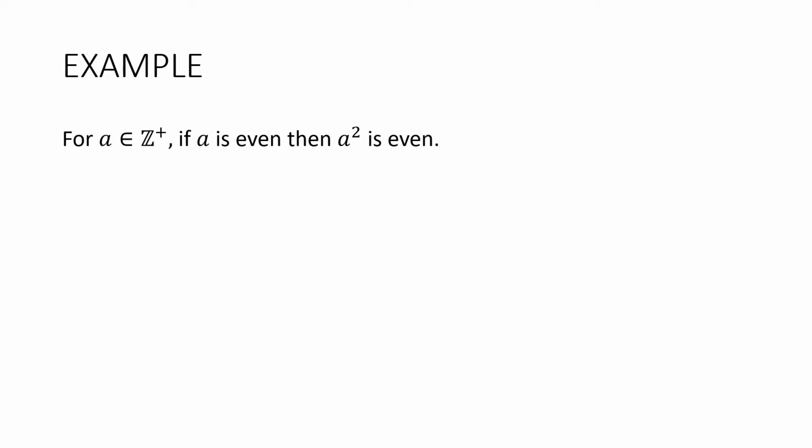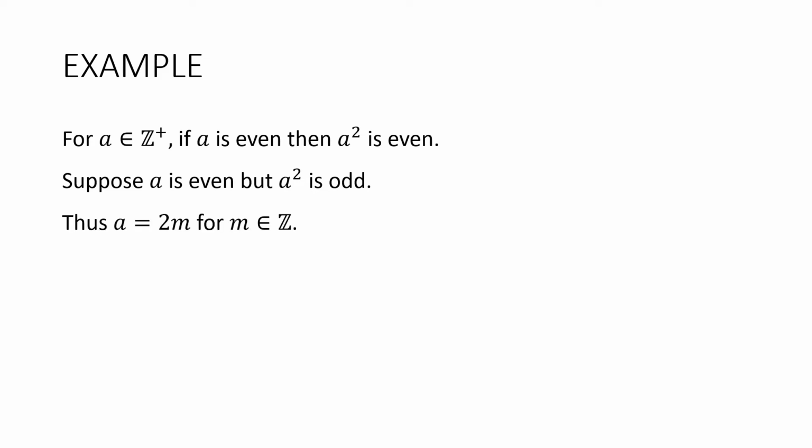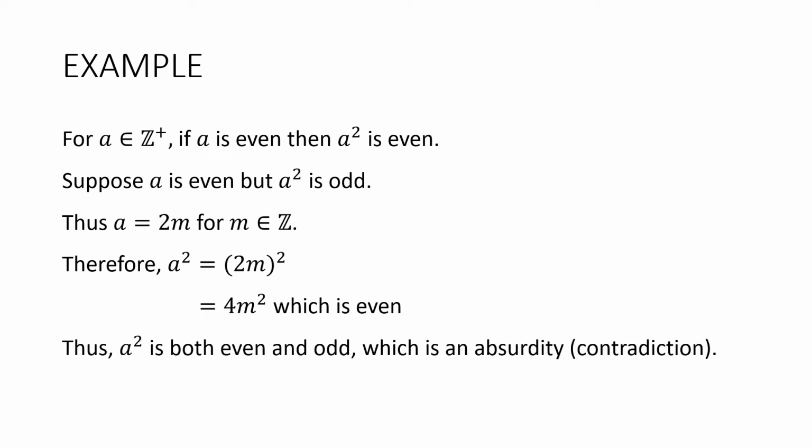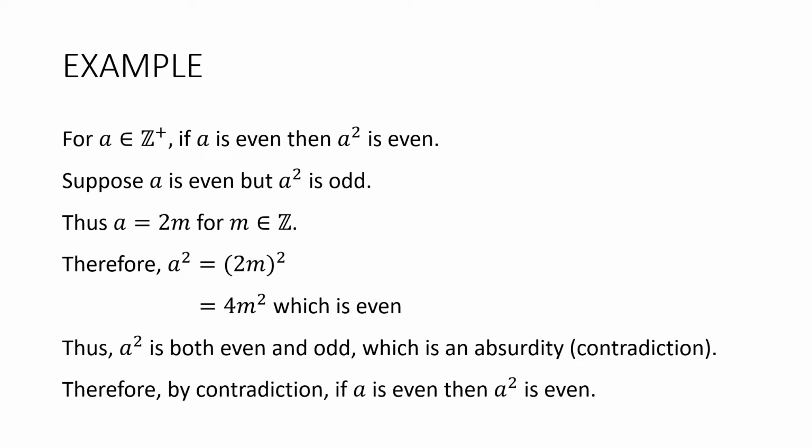Here's an example. For all positive integers a, if a is even, then a squared is even. Now we're going to look at the negation of that. Suppose a is even, but a squared is odd. So if a is even, we can write it as 2m, where m is an integer. And so a squared would be equal to 2m all squared, which is 4m squared, which is even. And this leads to an absurdity or contradiction because a squared is both even and odd. Therefore, by contradiction, if a is even, then a squared is even.